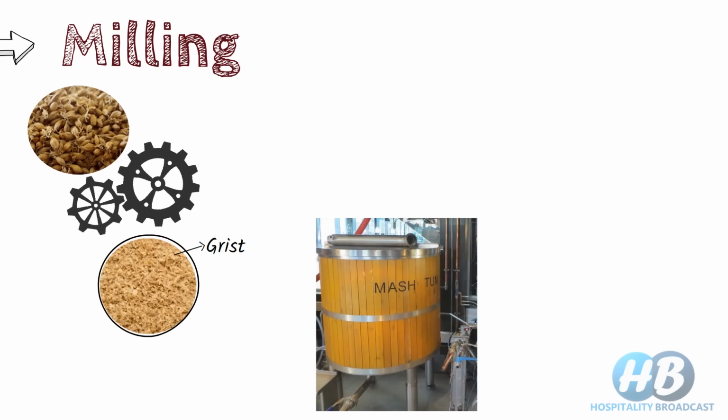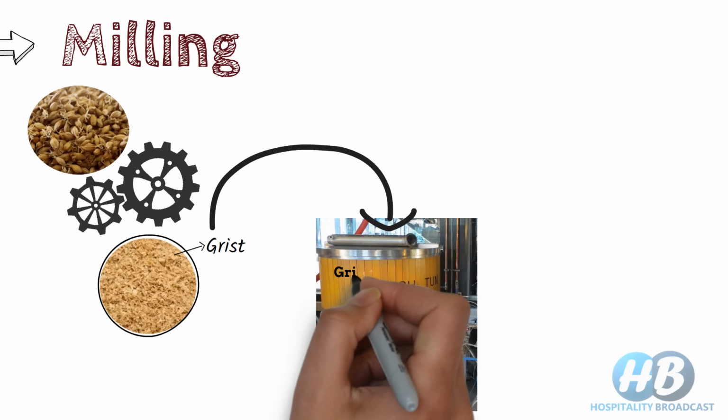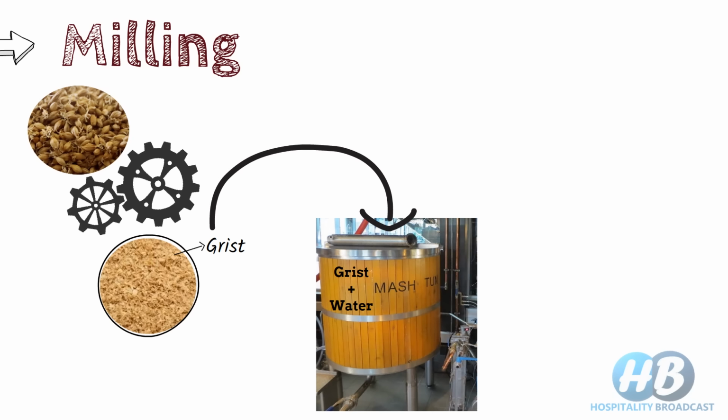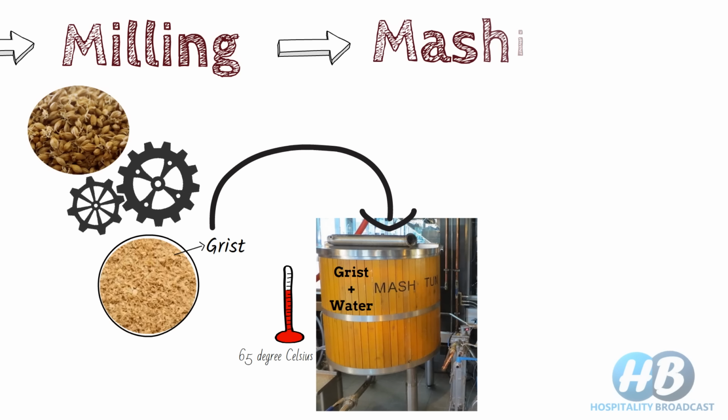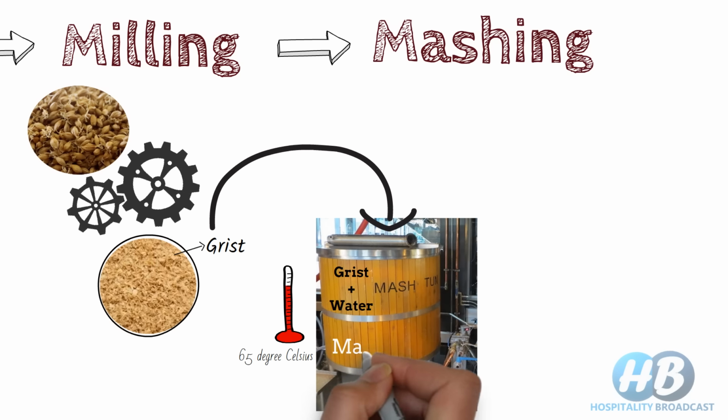Now this coarse powder, or grist, is mixed with warm water, and the resulting material is mixed well and maintained at 65 degrees Celsius for about 1 to 2 hours, and even more if you want. This process is called mashing, which is done in a mash tun, a kind of vessel used for the mashing process. This gives time for the amylase enzyme and malt enzyme to convert more starch into maltose, or sugar.